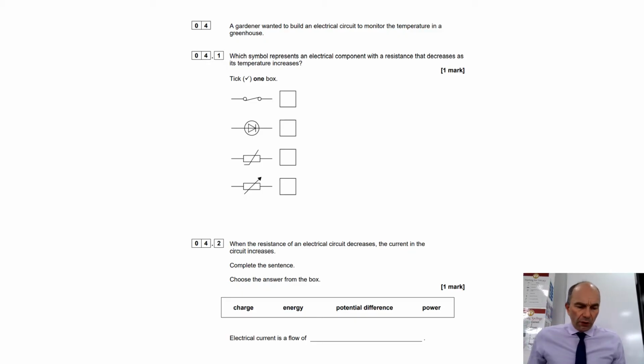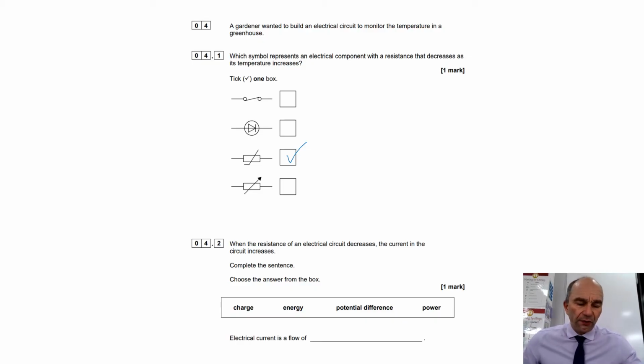Now question 4, we're into our circuit. So a gardener wanted to build an electrical circuit to monitor the temperature in a greenhouse. Which symbol represents an electrical component with a resistance that decreases as the temperature increases? This is our thermistor, which is that symbol. This is just a case of making sure you know your circuit symbols.